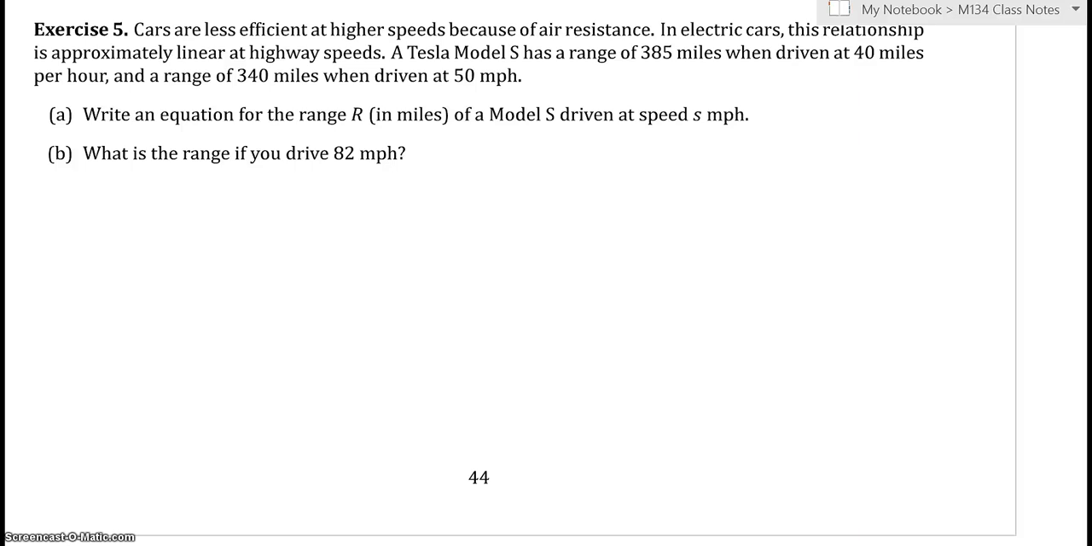Cars are less efficient at higher speeds because of air resistance. In electric cars, this relationship is approximately linear at highway speeds. A Tesla Model S, that's just a name by the way, has a range of 385 miles when driven at 40 miles per hour and a range of 340 miles when driven at 50 miles per hour. Write an equation for R.